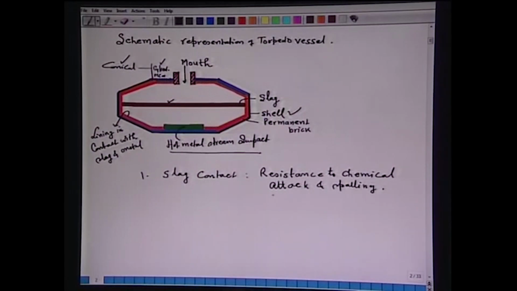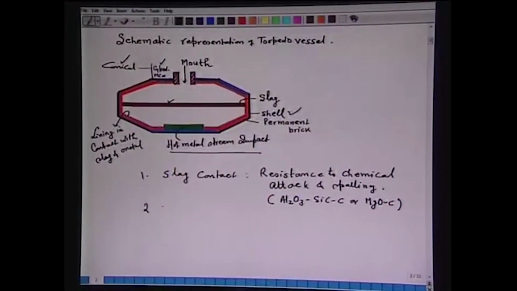Now, here typically Al2O3-SiC-C brick lining or MgO-C lining is used in this particular area, because that area is subjected to high corrosion from the composition of the slag. So, the refractory material which is used is Al2O3-SiC or MgO brick.